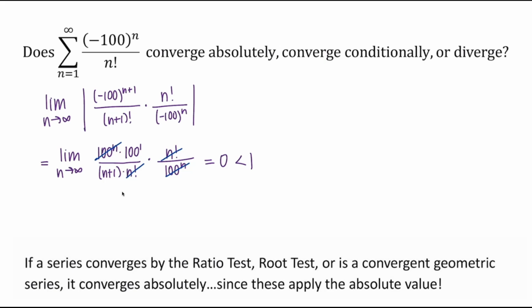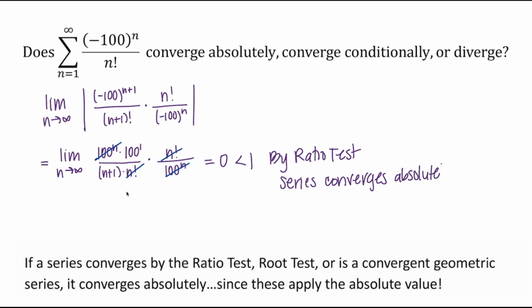And so we can apply the ratio test. By the ratio test, the series converges. But what we get to say is it converges absolutely. We don't have to do any additional anything. By applying the ratio test and taking the absolute value of that ratio, we automatically get converges absolutely if we get a value less than 1.